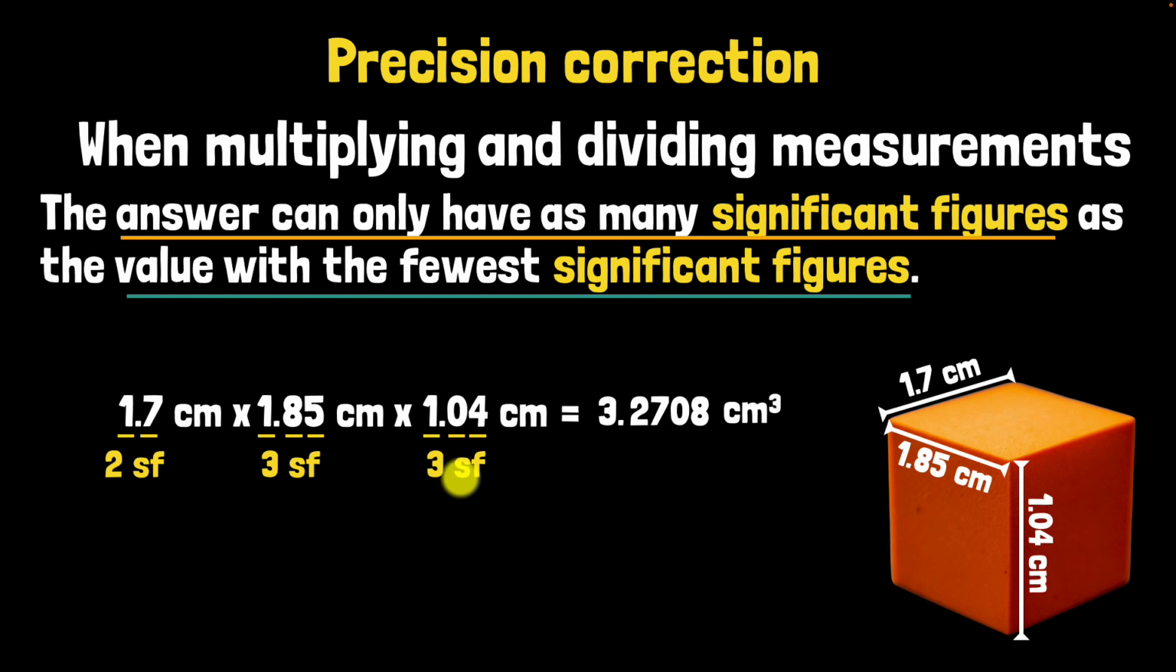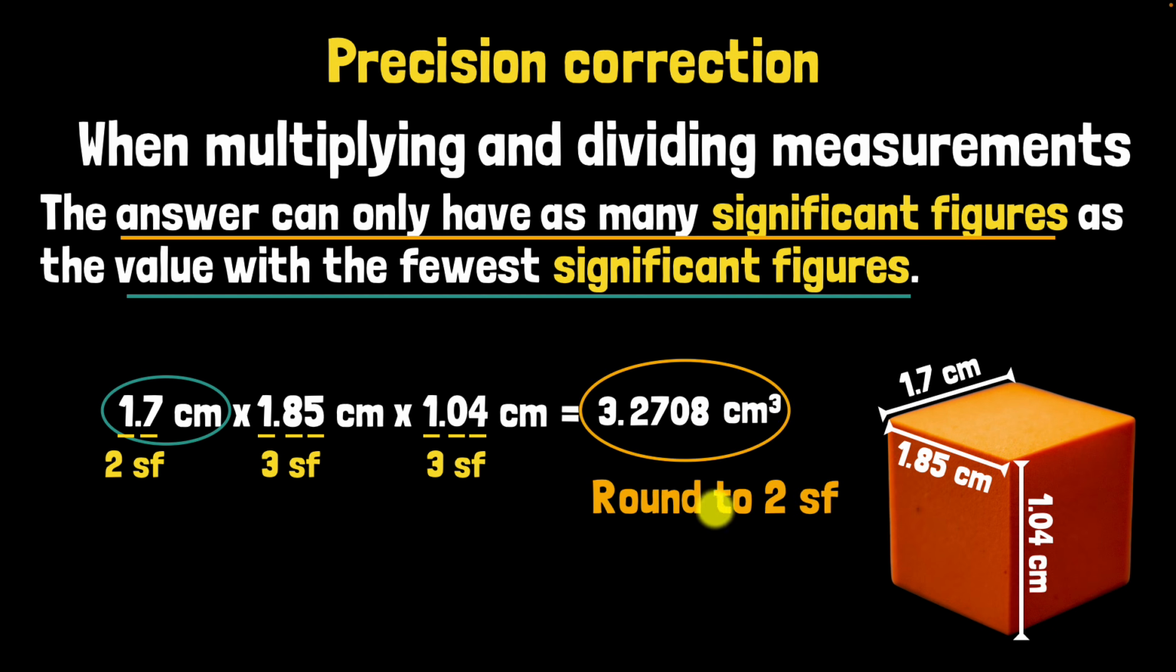Now, which is the value with the fewest significant figures? It's this one. There are only 2 significant figures. Therefore, our final answer should also have 2 significant figures. In other words, we have to round this off to 2 significant figures. Again, it's not 2 decimals to the right. That's what we did in addition and subtraction. Here, it's the significant figures.